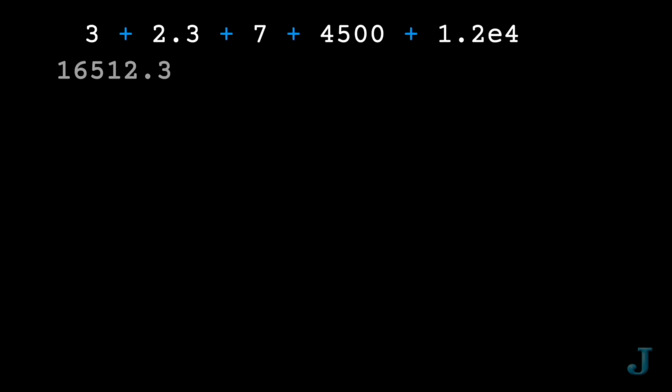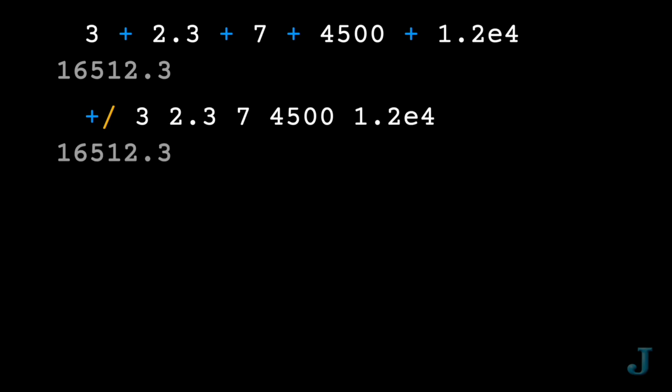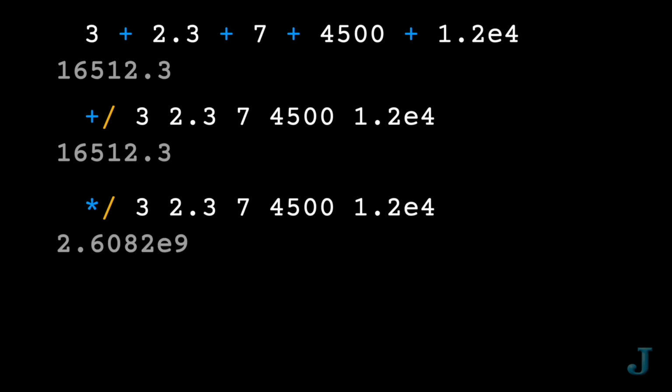And if you want to sum up a list the hard way, then you can just put pluses between each of the numbers. The easy way? Just put a forward slash after a plus in front of the list, and it will total the list. Change the plus to an asterisk, and you get the product.